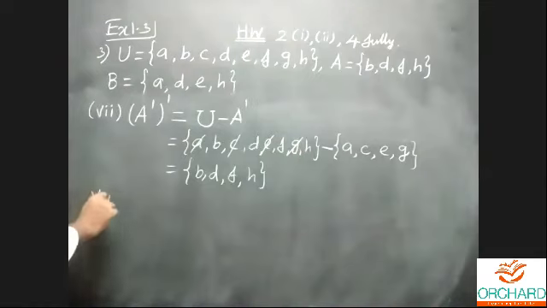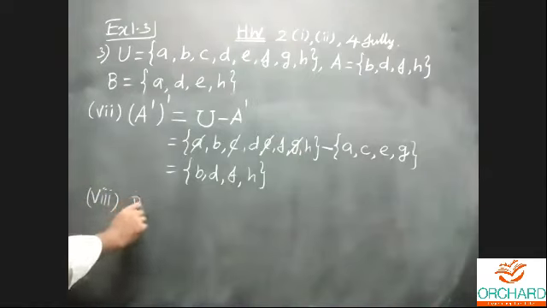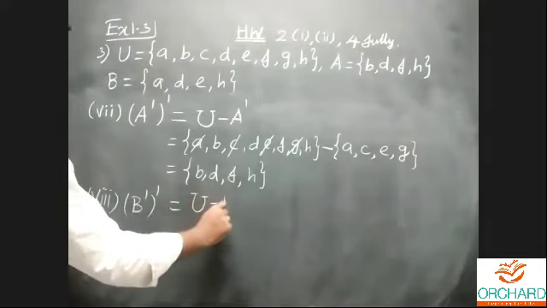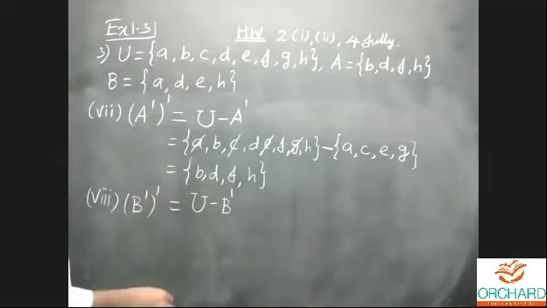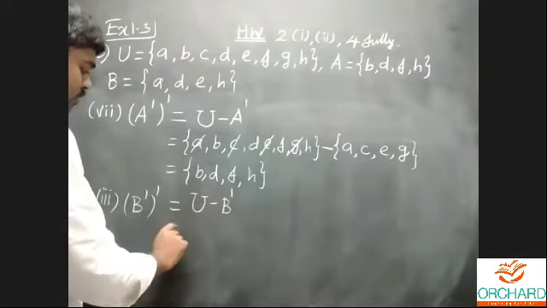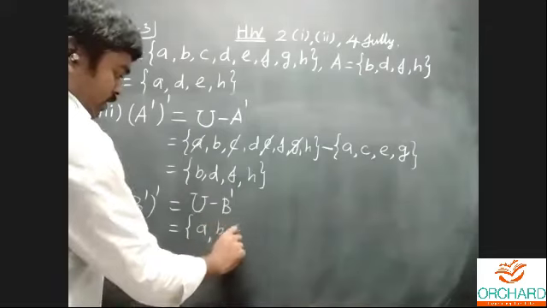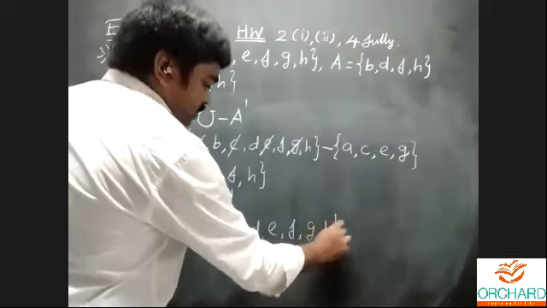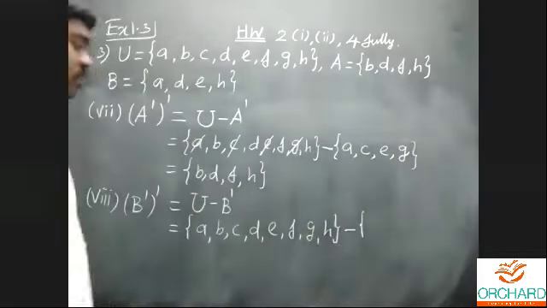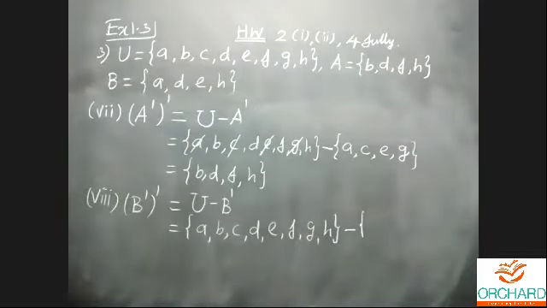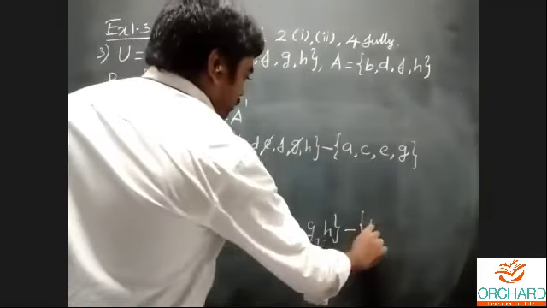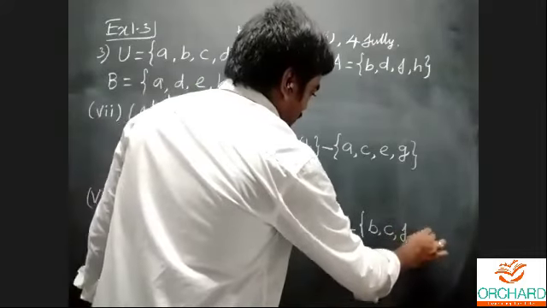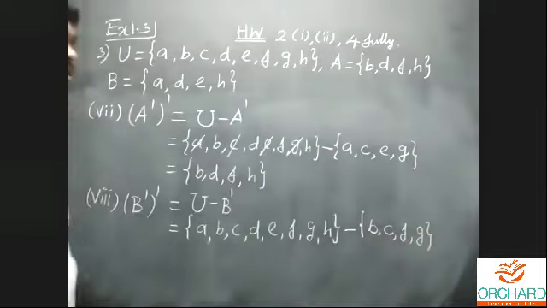Next, the 8th problem: B dash whole dash. It is nothing but the universal set difference B dash. Write down the elements of the universal set A, B, C, D, E, F, G, H. Then take the difference with the elements of set B dash. B dash is nothing but B, C, F, G.